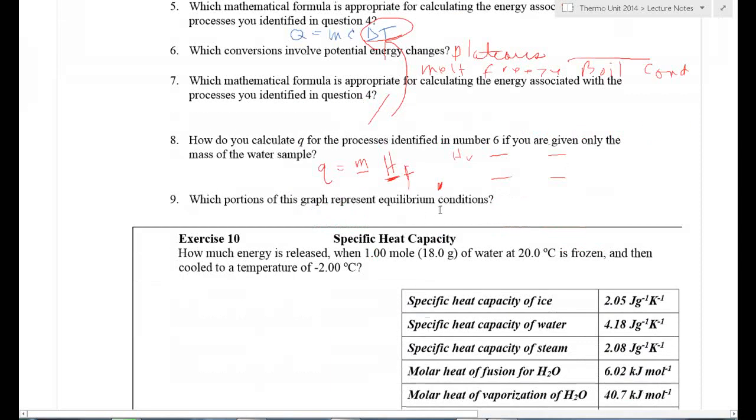So which portion of the graph represents equilibrium conditions? Well, equilibrium happens when you have a phase change. Okay? At all of the plateaus, all of the phase changes, and that's because the temperature is constant.